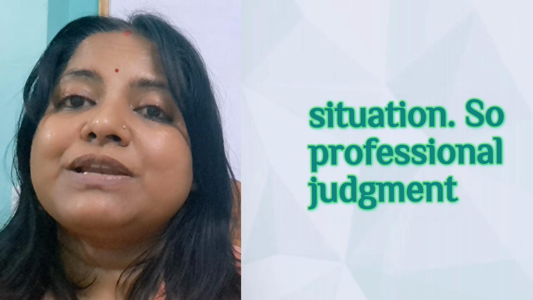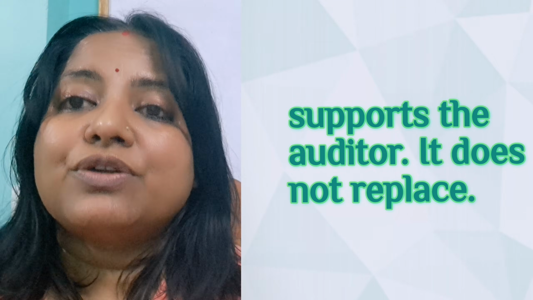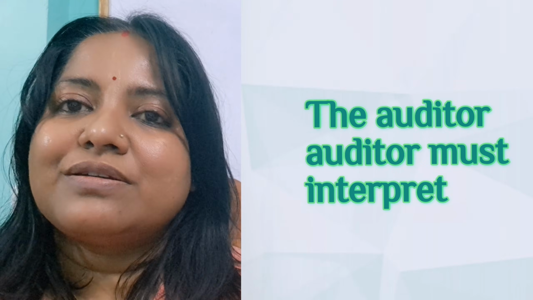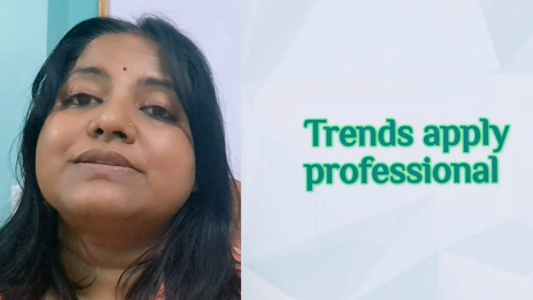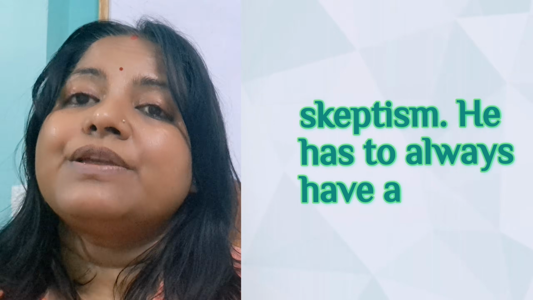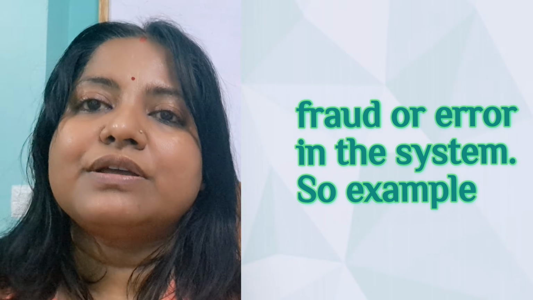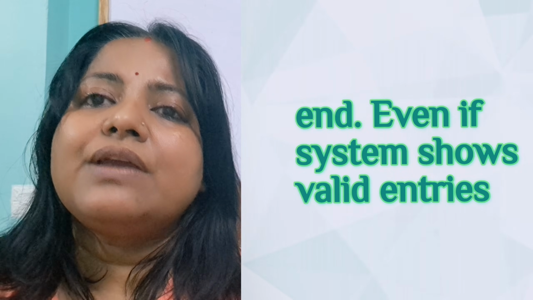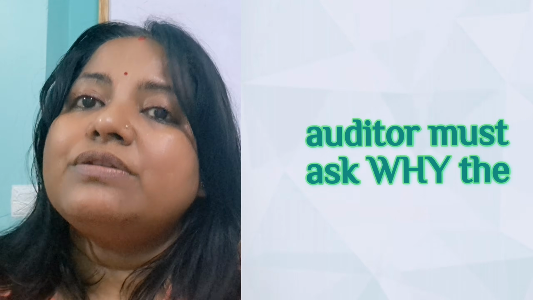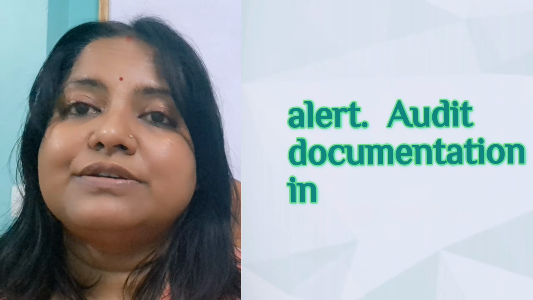So professional judgment and skepticism are very important for the auditor. Technology supports the auditor. It does not replace the auditor. The auditor must interpret analytical results, question unusual trends, and apply professional skepticism. He must always have an attitude that there may be a chance of fraud or error in the system. For example, if sales spike suddenly at the year end, even if the system shows valid entries, the auditor must ask why. The question why should always be there. He should be alert.